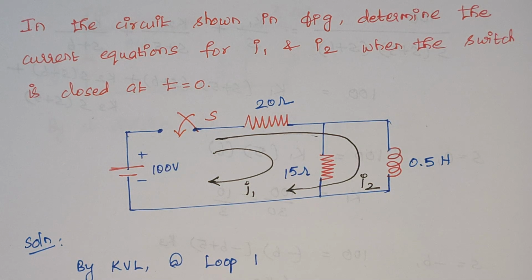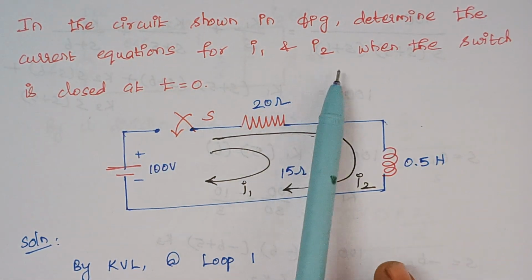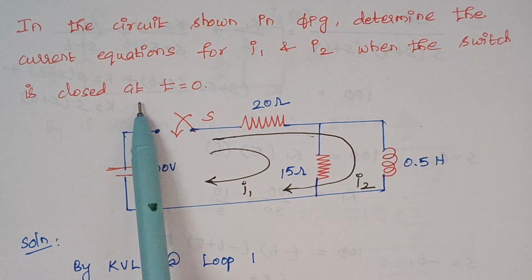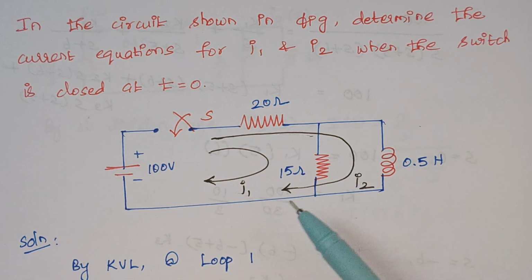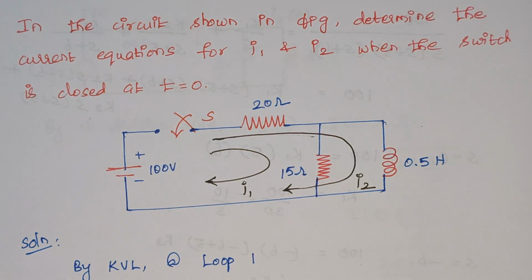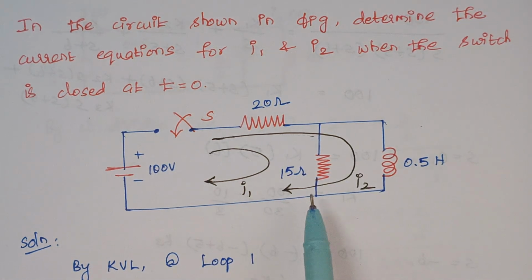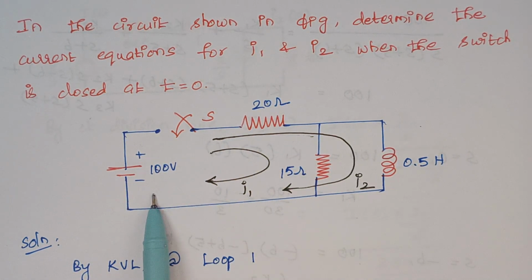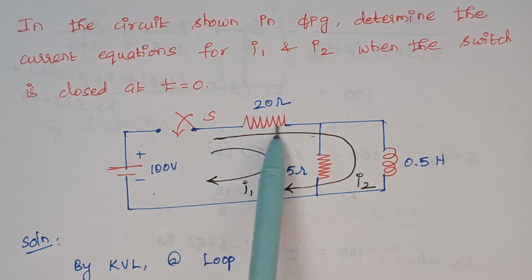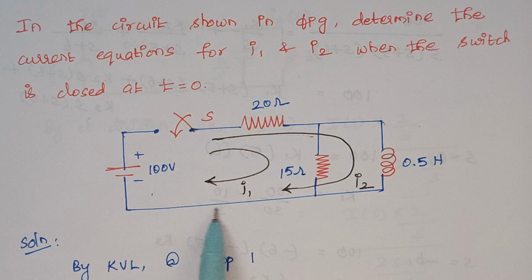The problem is, in the circuit shown in figure, determine the current equations for I1 and I2 when the switch is closed at t equal to 0. So here again we need to find the values of I1 and I2. Right. So when you look at this diagram is a bit different. Right. So when you look carefully, you see I1 flows in this way, right? I1 flows in this way and I2 flows in this way.